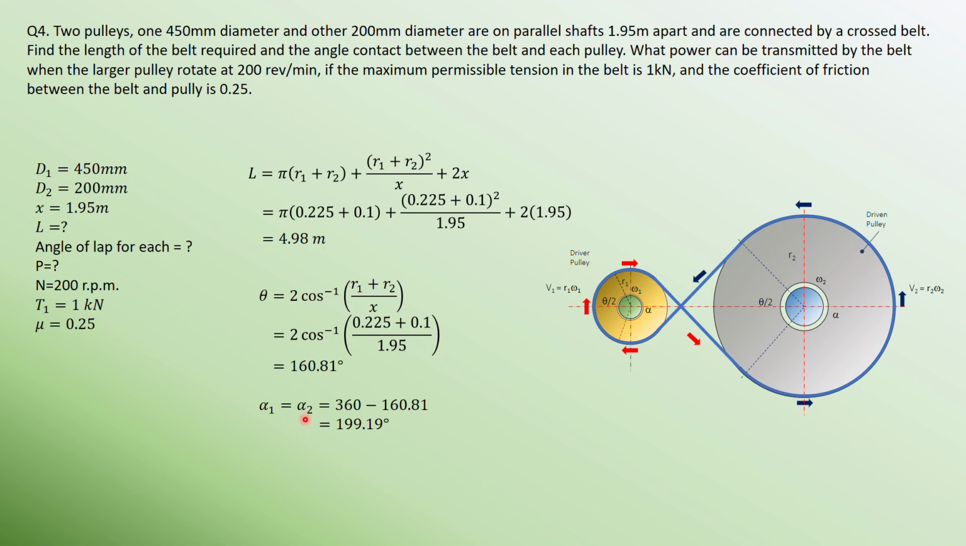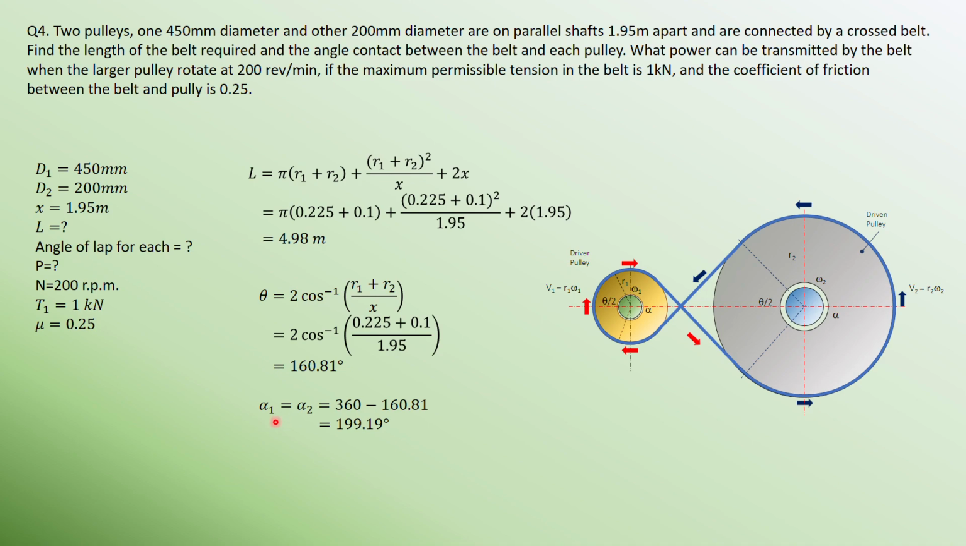Anyway, this should be 360 degree, correct? So you work out your theta first, and this is a plus, not a minus sign. This is correct. Earlier in the notes, I showed you how we have a plus sign here. So the theta you found is 160.81 degree.